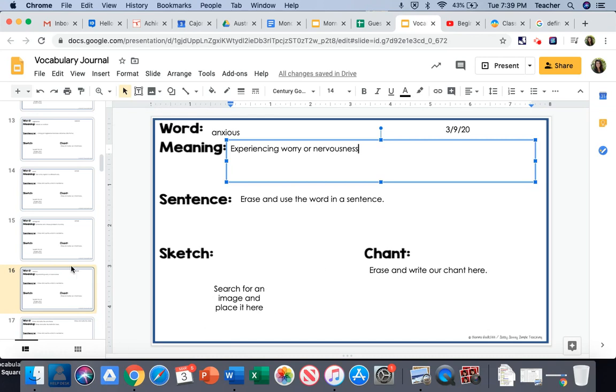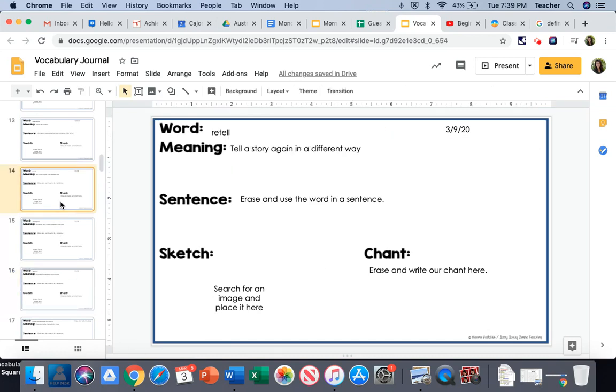So you should now have a word for retell and a meaning for retell, word and meaning. You should now have a word antagonist and its meaning. And you should now have a word anxious and its meaning. And then you are all finished. So go ahead and move on to the next step, but only after you've put those three things. And you're not putting the sentence, and you're not putting the sketch, and you're not putting the chant.